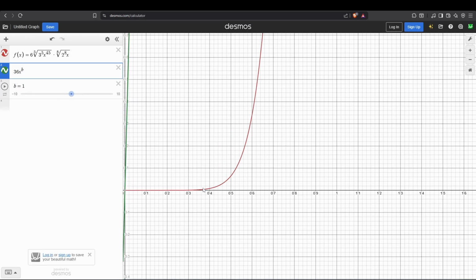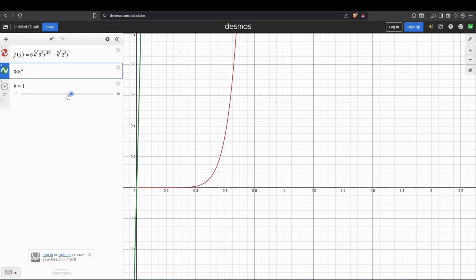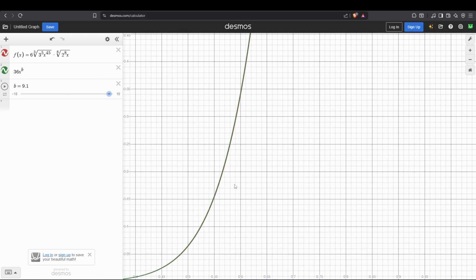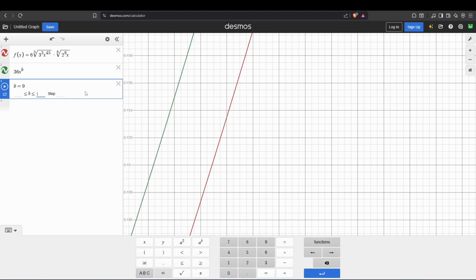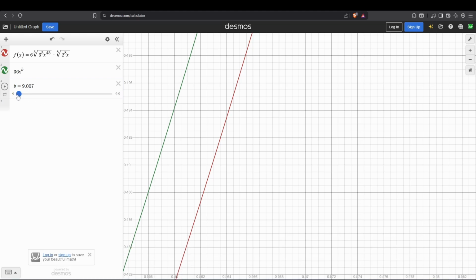and we can set a slider for b. So we know that b obviously has to be greater than 0, so it can't be negative. So let's just start sliding and see what matches up. So 9.1 gets really, really close. Let's go one more over. 9.2 is over. It goes past the line, so it's something between that. So we can say between 9 and 9.5, for example. Let's keep sliding. And it's right around here.